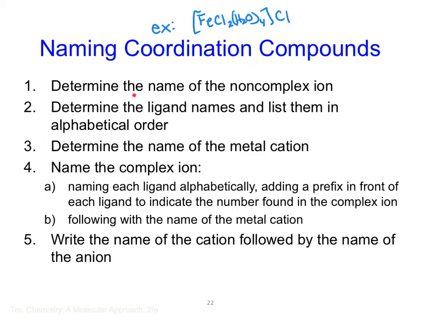Number one, determine the name of the non-complex ion. So the non-complex ion is what we're looking at outside of the coordination sphere. And in this case, that would be Cl, which we know is minus, Cl minus, and that we know is called chloride.